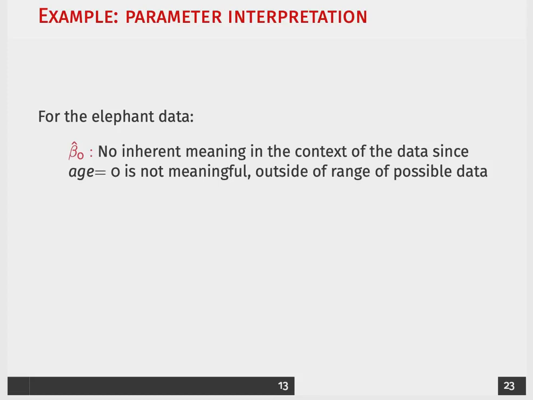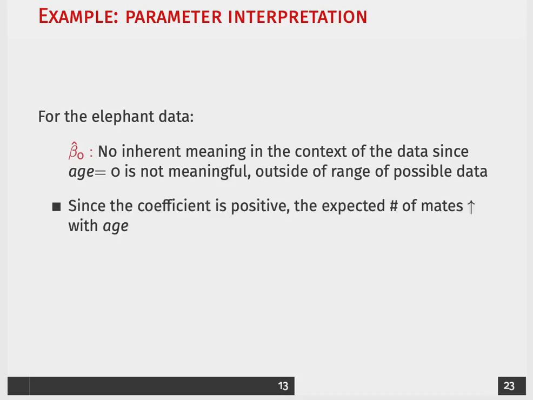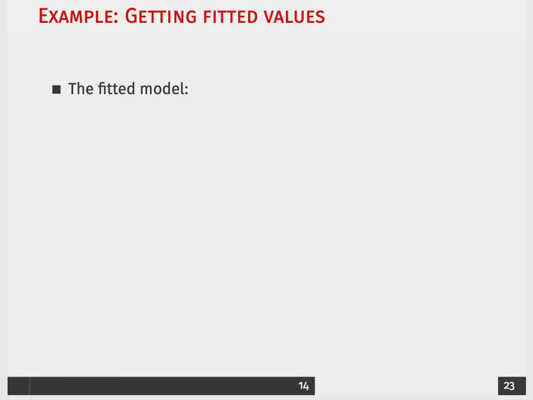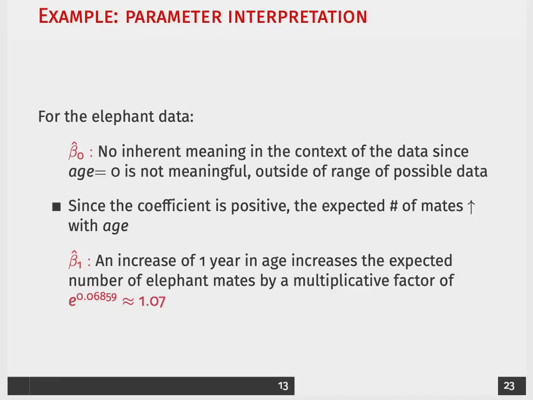because when age equals 0, that's falling outside the range of possible data, right? There's obviously not going to be an elephant that's age 0 and has any mates. Since the coefficient for beta 1 is positive, that means that the expected number of mates increases with age. So an increase of 1 year in age increases the expected number of elephant mates by a multiplicative factor of about 1.07. And again, we get that because we take the exponent of beta 1.